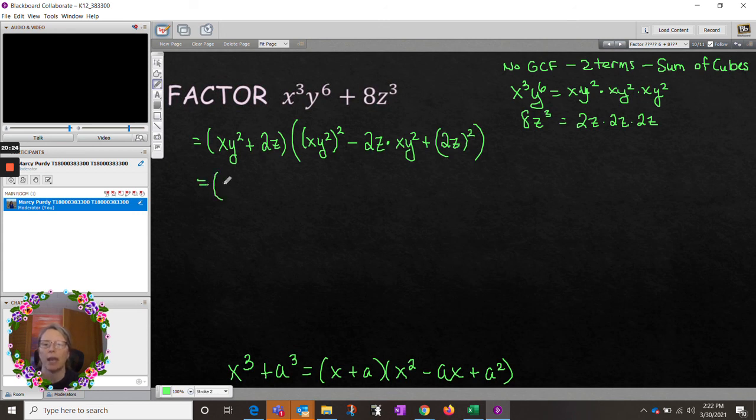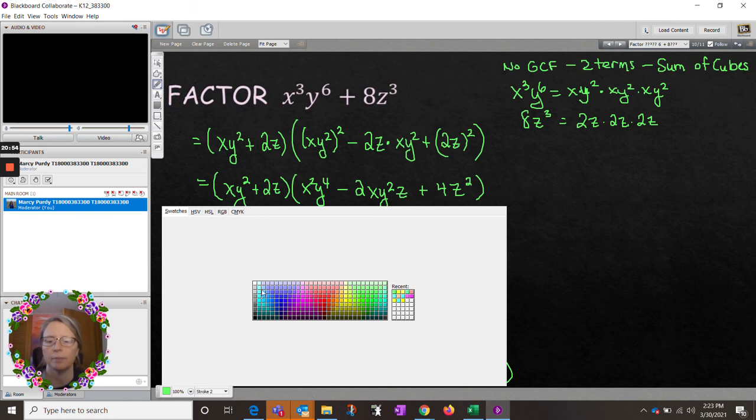So this is what we get: xy squared plus 2z times xy squared squared is x squared y to the fourth. When I multiply 2z and xy squared, I get 2xy squared z. Usually variables are written in alphabetical order when you're multiplying them. And then 2z quantity squared is 4z squared, and that's our answer.